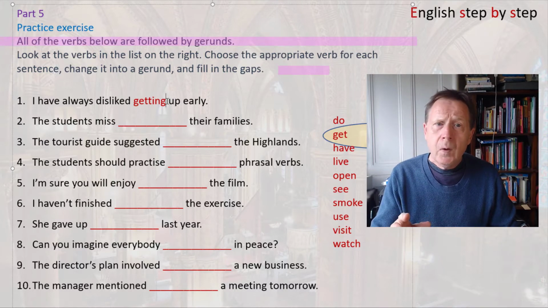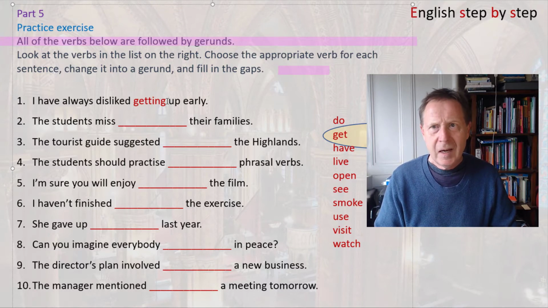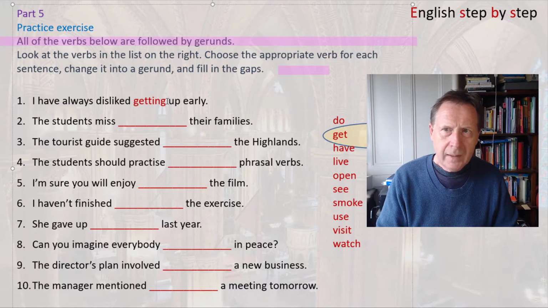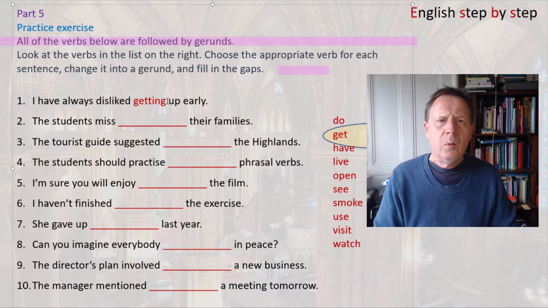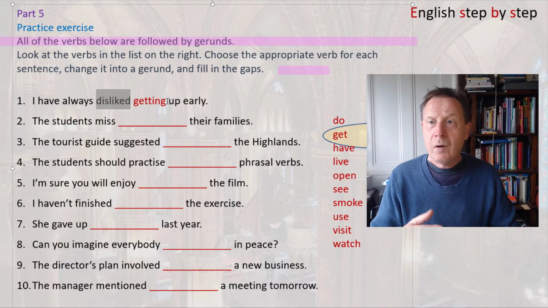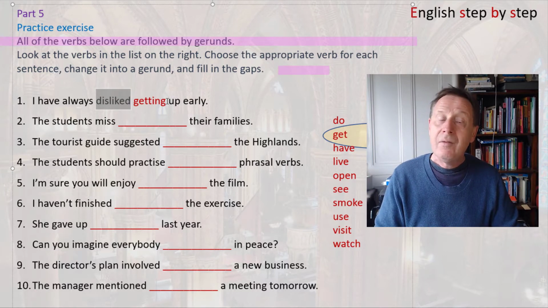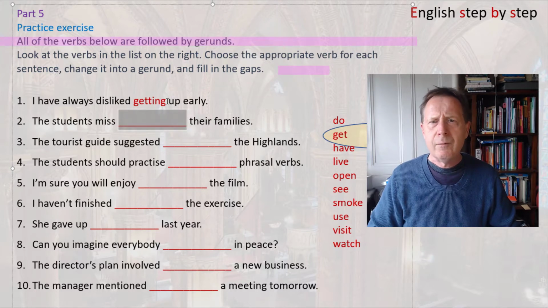Now often when you have a verb which describes like or dislike or love, you use a gerund. For example, I love getting up early, I hate getting up early, I detest getting up early, I adore getting up early. There are many verbs in English which have this idea of liking and disliking, and they're followed by a gerund. Number 2, the students miss their families.